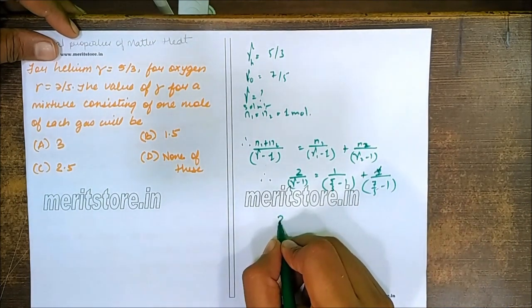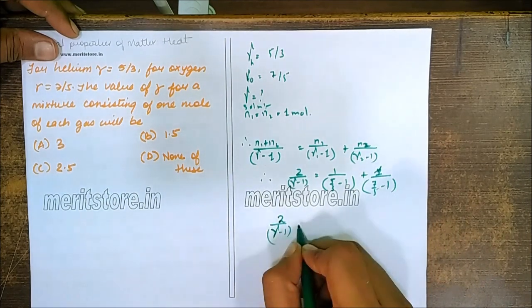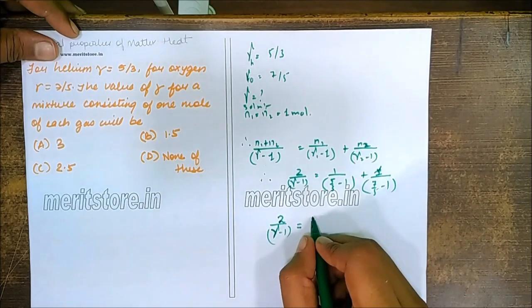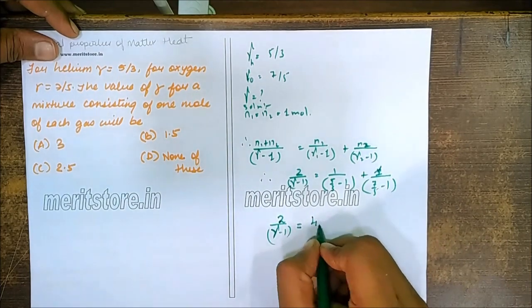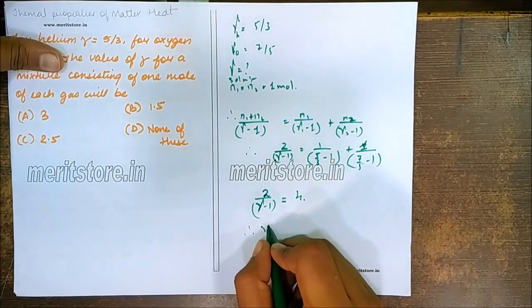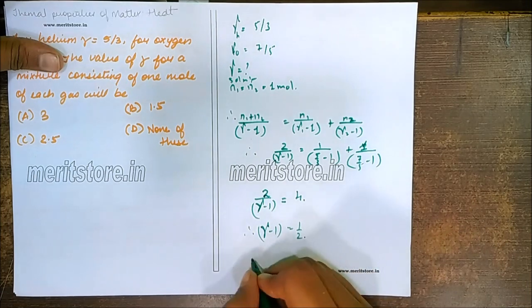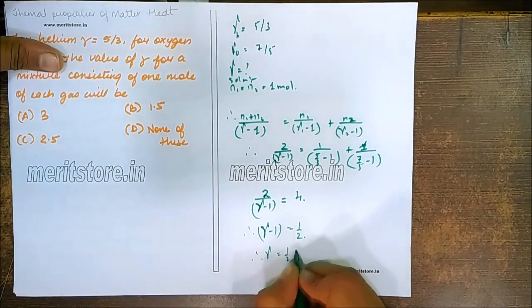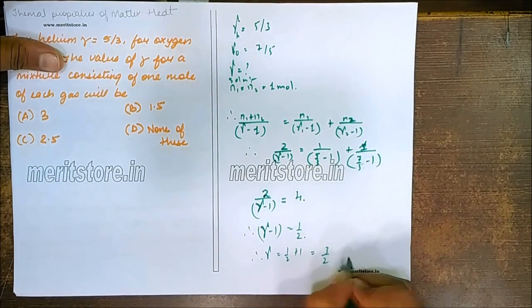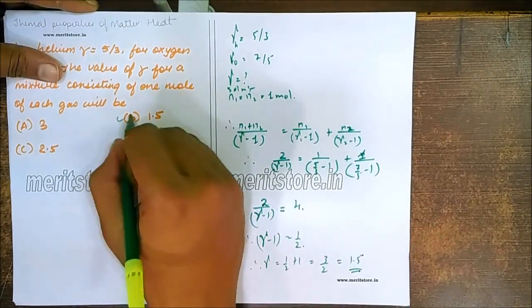So on simplification, I'll get 2 upon gamma minus 1 is equal to 4. Therefore, gamma minus 1 is equal to half. Therefore, gamma is equal to half plus 1, that is 3 upon 2, that is equal to 1.5. Option B.